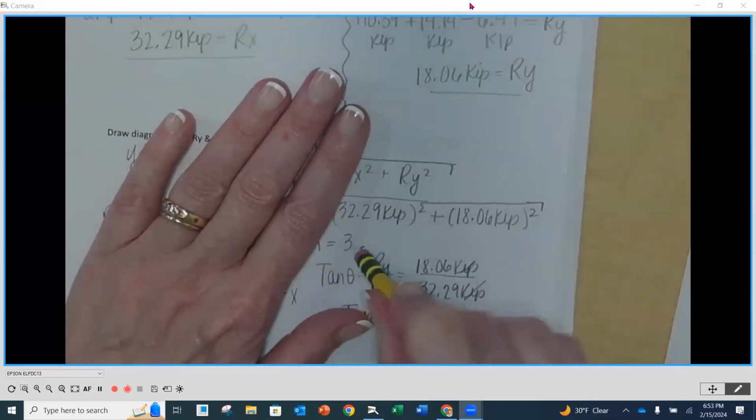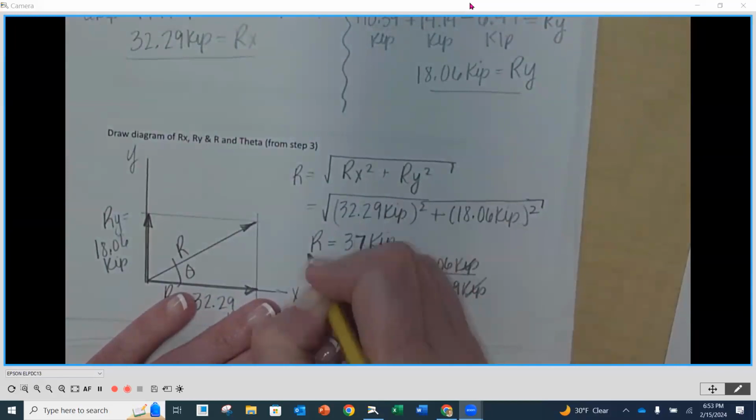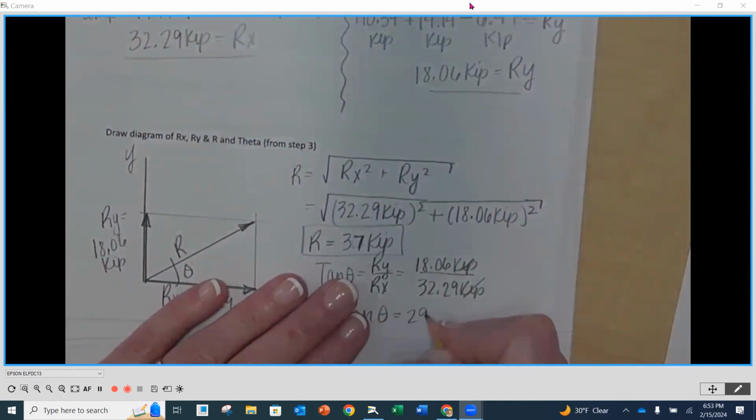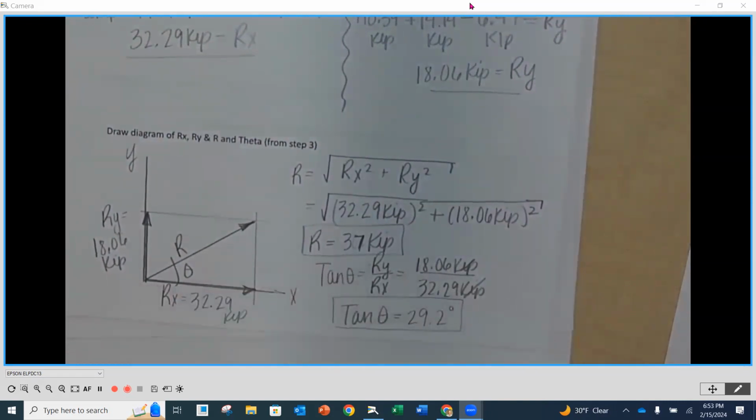I think that's 37, don't you think? 37 kips. There we go. And then our angle is going to be 29.2 degrees.